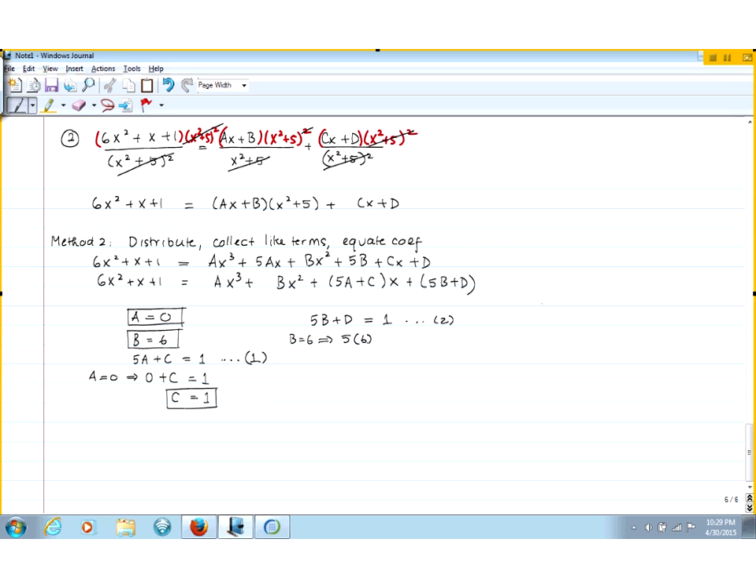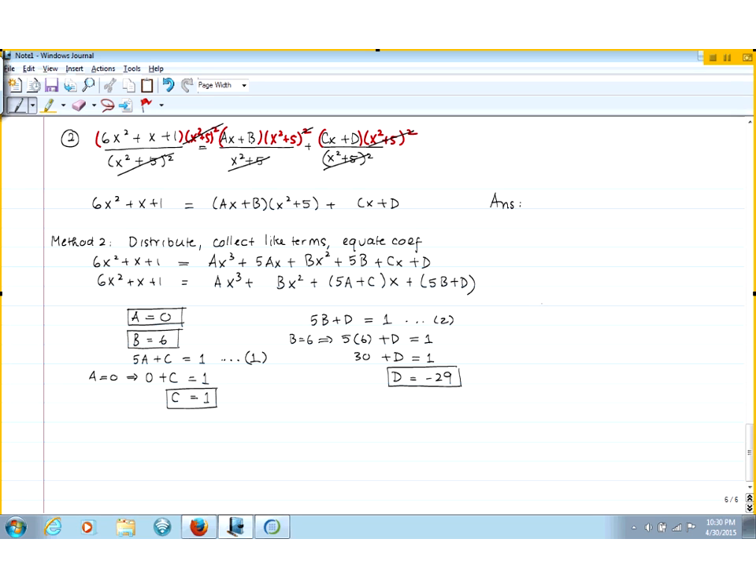But we know b is 6. So we have 5 times 6 plus d is equal to 1. So 30 plus d is equal to 1. So subtract 30 from both sides. D is negative 29. Alright? D is negative 29, right? So then I could write my answer.